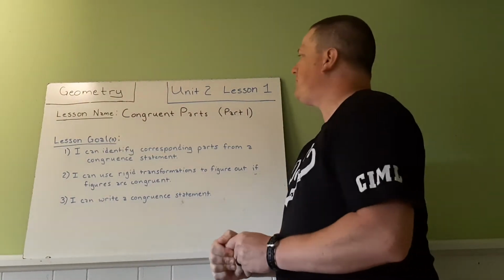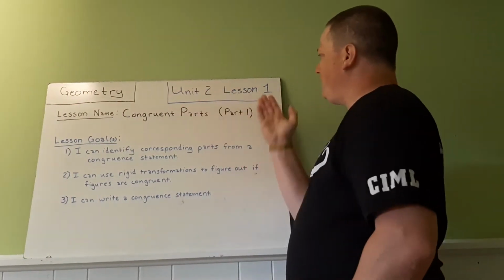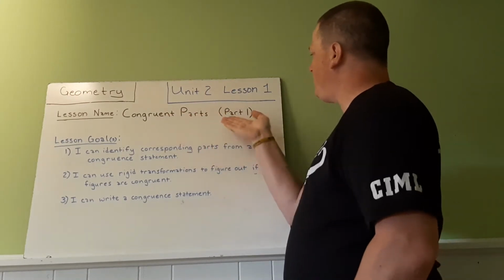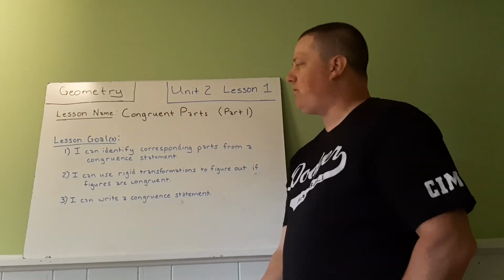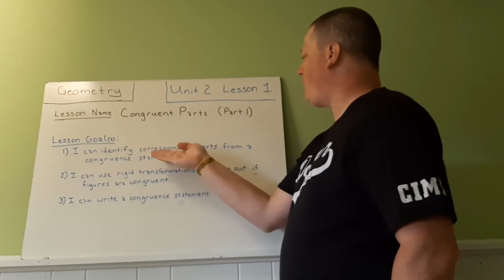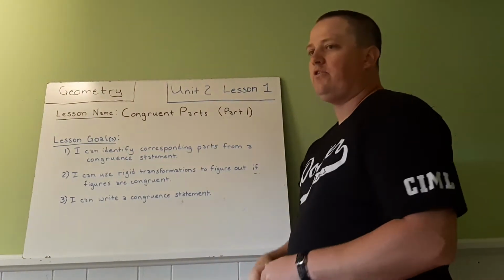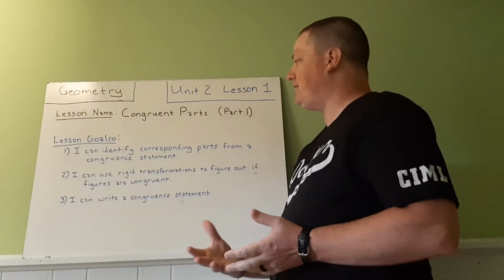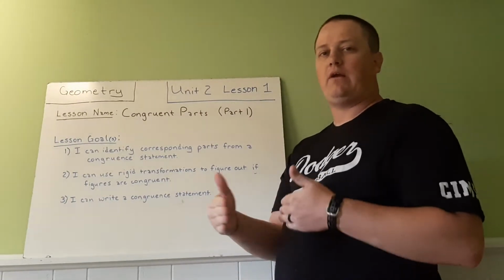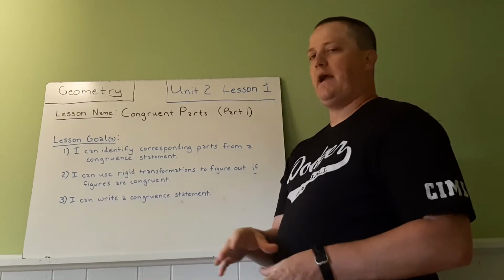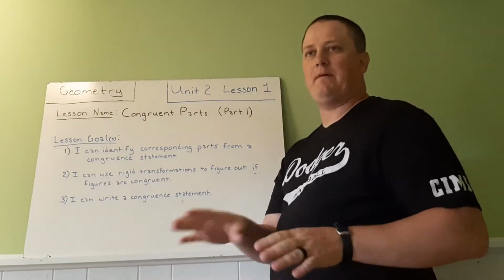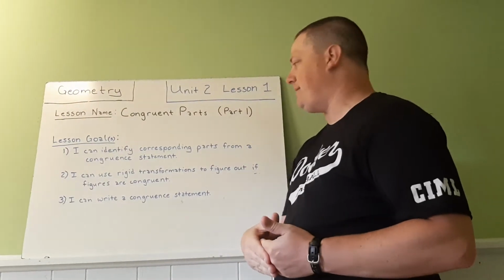Okay, geometry students, let's look at Unit 2, Lesson 1, Congruent Parts, Part 1. So our three goals are, I can identify corresponding parts from a congruent statement. So we will get congruent statements saying two things are equal or congruent, and then we have to pick out, okay, these parts match up based off of the statement.